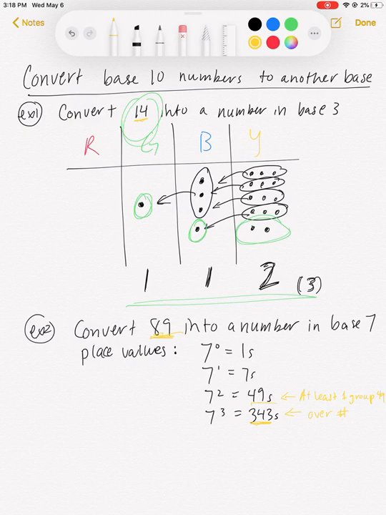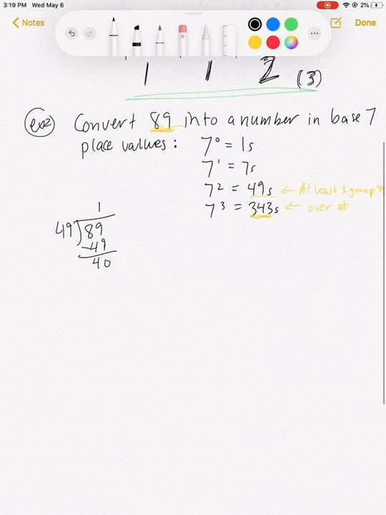There's at least one group of 49 in 89. Now, you use division, the power of division, to help us know how many groups of 49 are in 89. So I'm going to go ahead and do this work down here. 89 divided by 49. Now I know that there's going to be one group of 49 in there because 49 times 2 is just 98. It's too big. Okay, so I subtract that and I get 40 for my leftovers there.